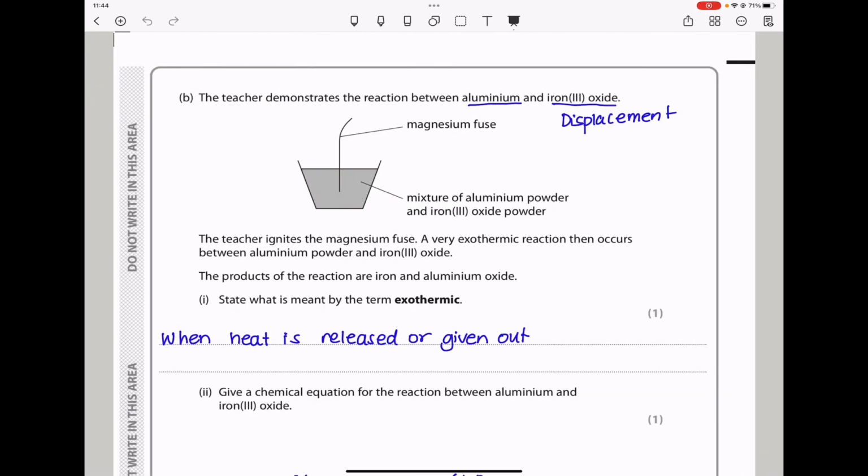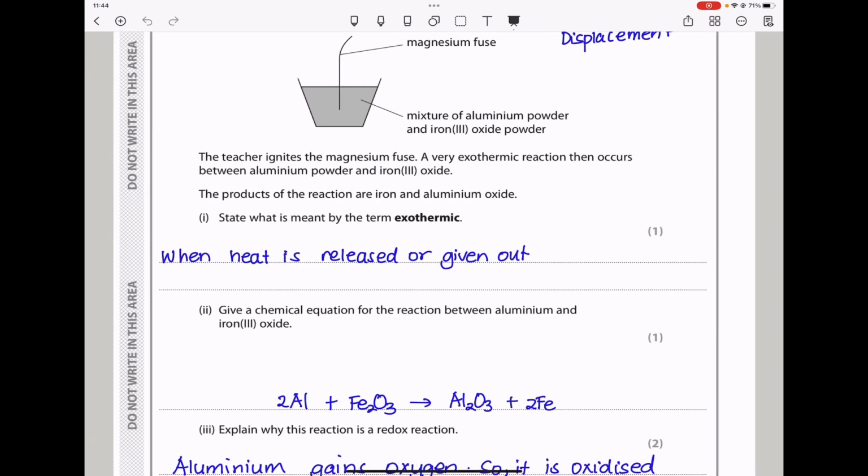So moving on. In part B, the teacher demonstrates a reaction between aluminium and iron 3 oxide. So we have a mixture of aluminium powder and iron 3 oxide powder. Then we have the magnesium fuse. So the teacher ignites the magnesium fuse. A very exothermic reaction then occurs between aluminium powder and iron 3 oxide. The products of the reaction are iron and aluminium oxide. State what is meant by the term exothermic. Exothermic is when heat is released or given out.